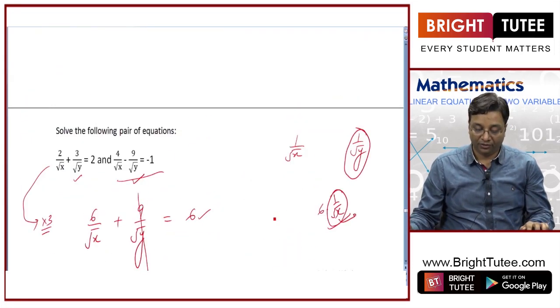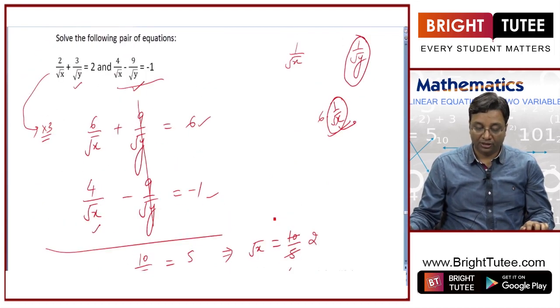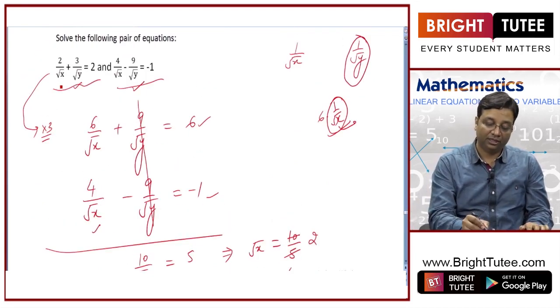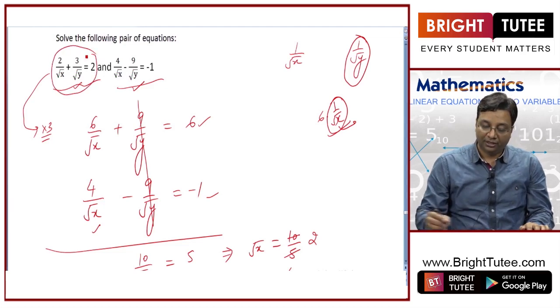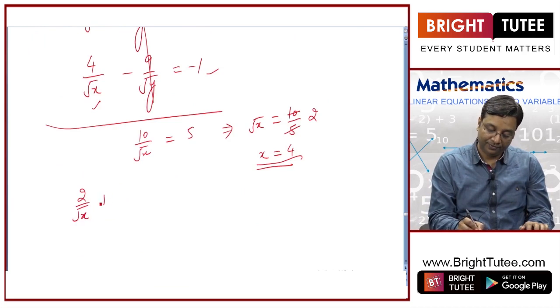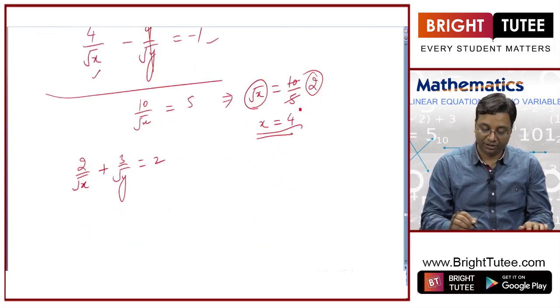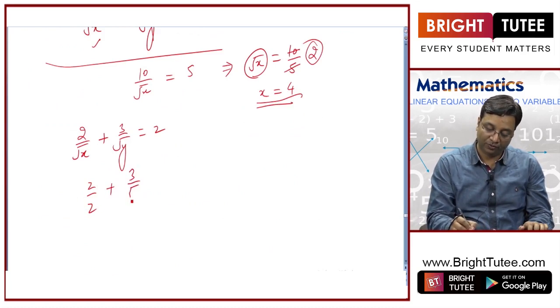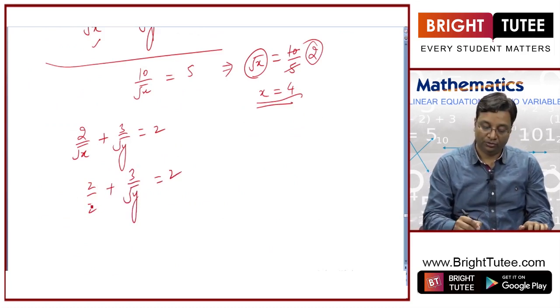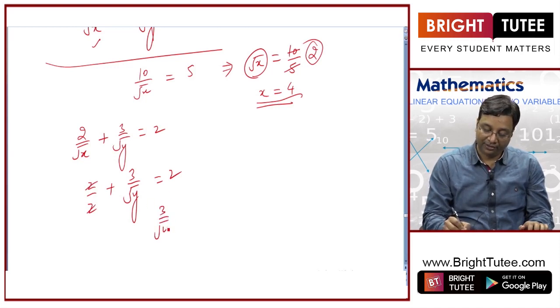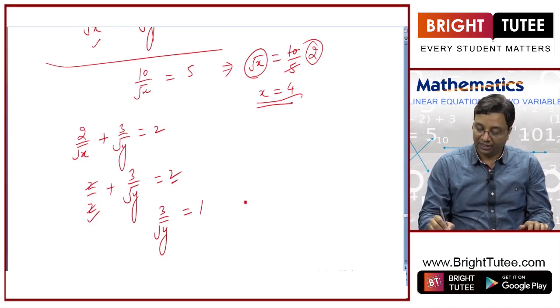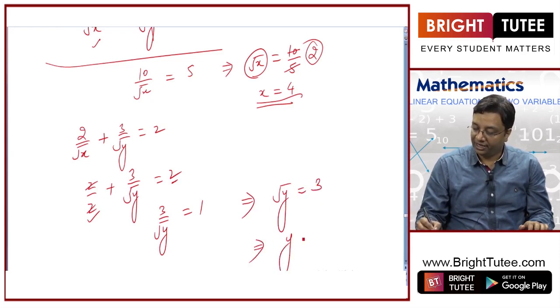Okay. Now I have got the value of x with me. So what I can do is, I can replace it in any of these equations. So let me replace it in this equation. 2 by root x plus 3 by root y is equal to 2. So I have got the value of root x directly, which is 2. So 2 by 2 plus 3 by root y is equal to 2. So this will give me 1. 3 by root y is equal to 2 minus this 1, so it will make it 1. Hence I can say root y is equal to 3. So y is equal to 9.